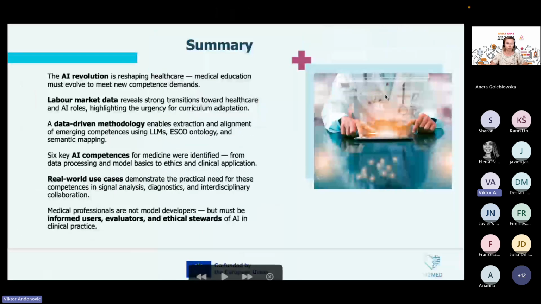So to summarize, we saw at the beginning that there's an ongoing AI revolution, which is reshaping healthcare and medicine, and the medical education must evolve, must be enhanced in order to meet the new competence demands. So we know that there are a lot of projects which are in the interplay between medicine and AI. So in order for medical professionals not to be data scientists, they need to at least be equipped with basic AI literacy, which covers a couple of AI competences, which needs to be included in the academic curricula.